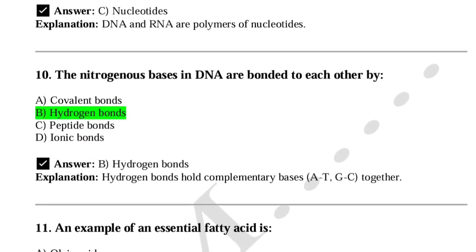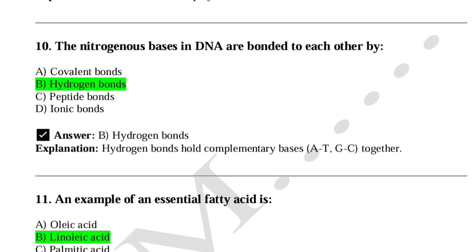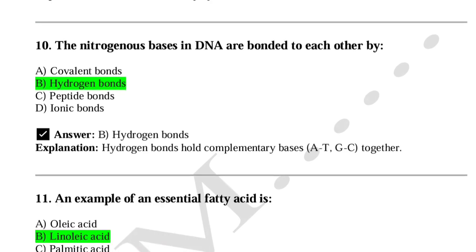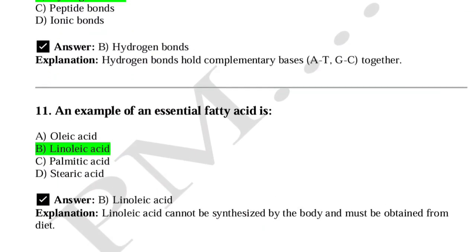Question number 10. The nitrogenous bases in DNA are bonded to each other by. The nitrogenous base pairs in DNA are bonded together by hydrogen bonds. Like A-T and C-G, adenine, thymine, guanine and cytosine are held together with the help of hydrogen bonds.